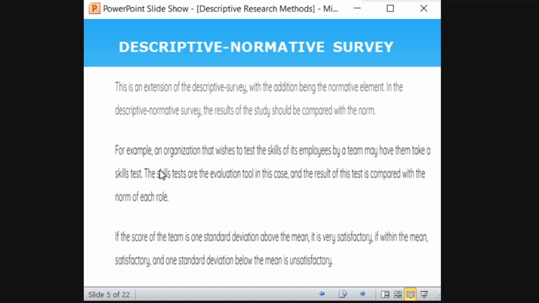So if the score of each item is one standard deviation above the mean, it is very satisfactory. If it is within the mean, satisfactory, and one standard deviation below the mean, it is unsatisfactory. So you all know what is mean, standard deviation, right? Mean is the average. While coming to statistics, I will explain this with specific examples: what is mean and standard deviation, and what is one standard deviation, two standard deviations, and so on. So here we are adding a norm to the survey. That is called a descriptive normative survey.